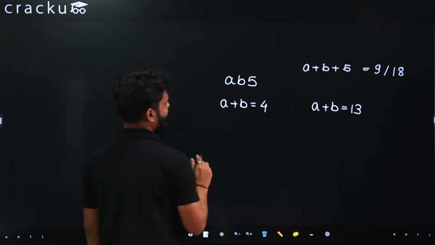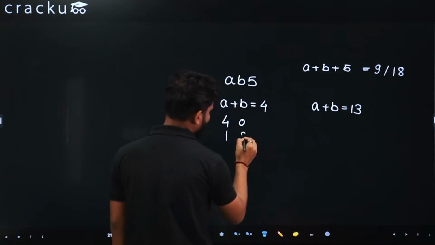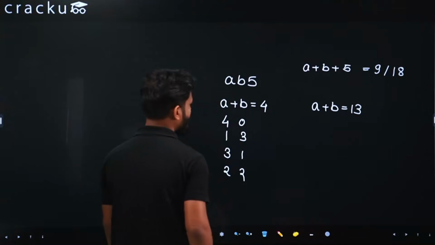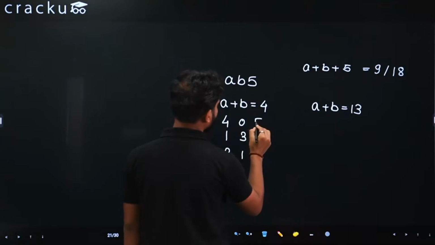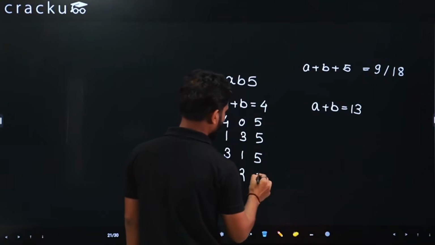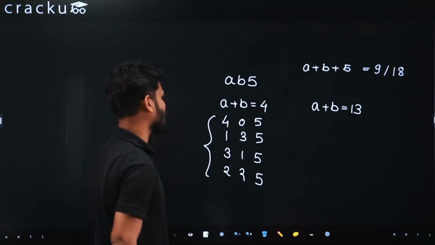How can you write A and B? It can be 4, 0 or 1, 3 or 3, 1 or 2, 2. The numbers can be 405, 135, 315, 225. So these are the 4 numbers which we can form.